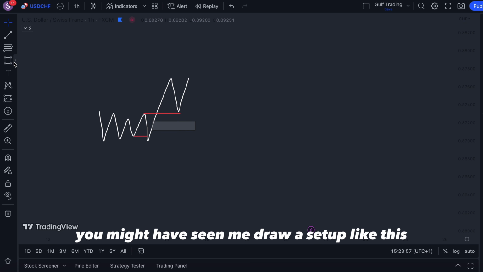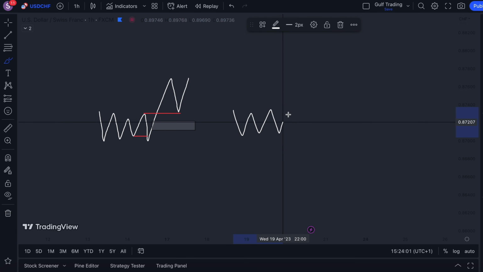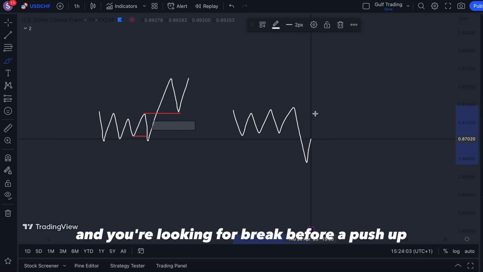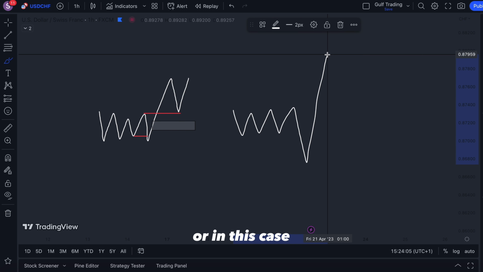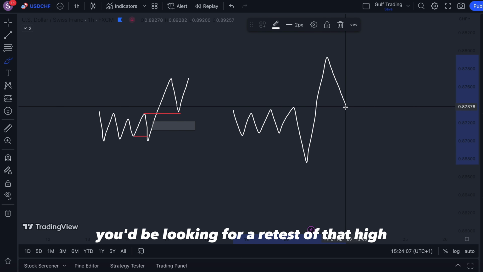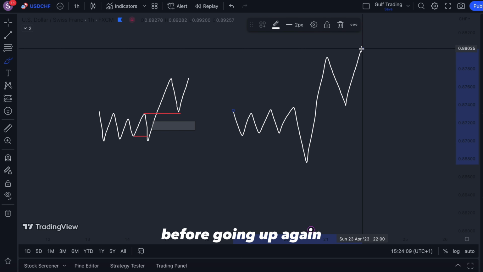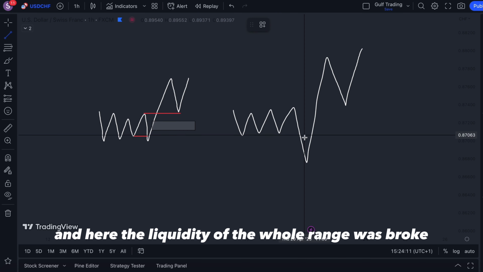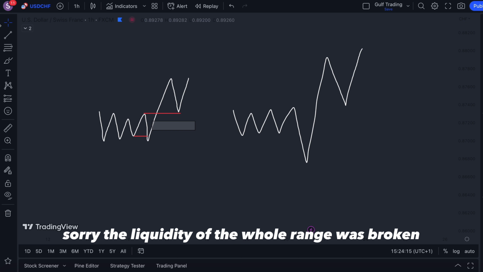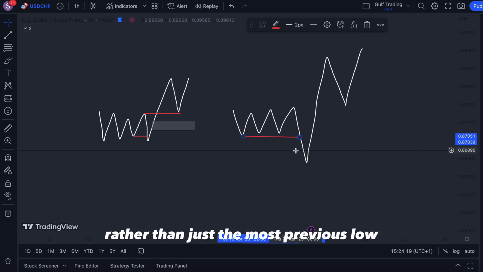So previously you might have seen me draw setups like this where you've got your range and you're looking for a break for a push up, and then you go to the supply zone, or in this case you'd be looking for a retest of that high before going up again. And here the liquidity of the whole range was broken rather than just the most previous low.